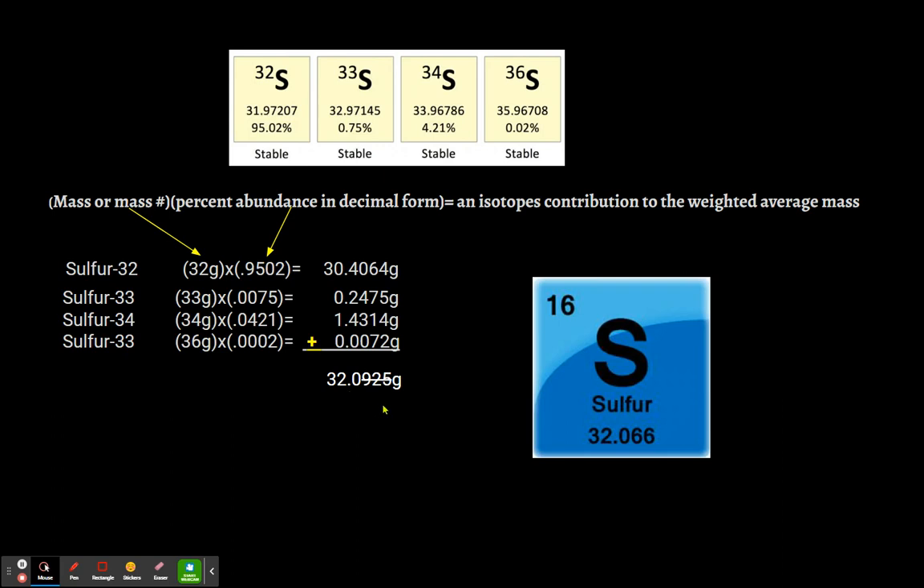And you will find, if you calculate the weighted average atomic mass for a real element from the periodic table using very accurate mass and percentage data, that you will actually calculate the exact weighted average atomic mass that appears on the periodic table.